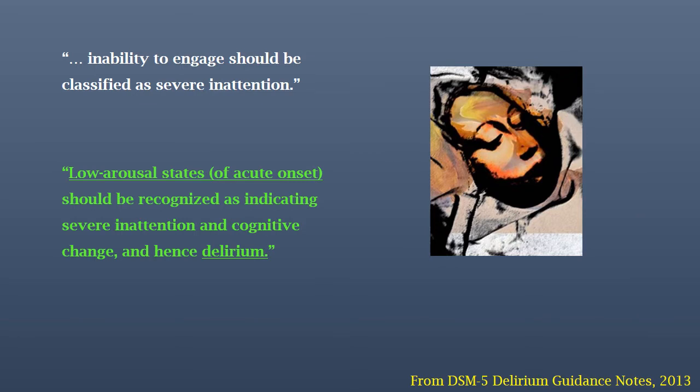I'd like to also talk about the issue of low arousal states, because this is an important message from the DSM-5 delirium guidance notes, stating that even if somebody is unable to speak, is unable to, for example, do a cognitive test, that doesn't mean that they're untestable. It actually indicates that they have severe inattention, unless of course they fulfill criteria for coma. And this is really important in terms of a delirium detection process that isn't going to fall prey to the UTA classification.